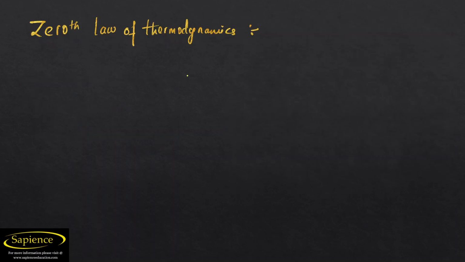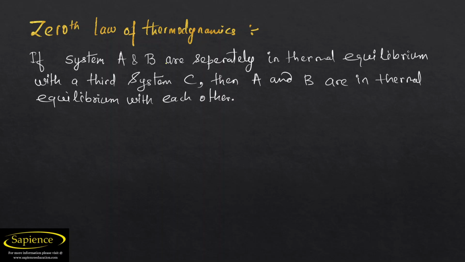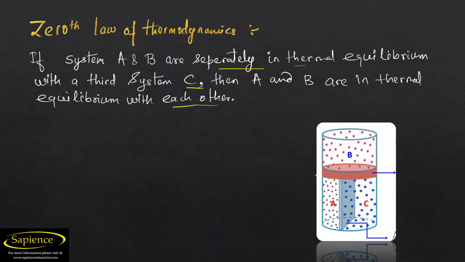So what is the Zeroth Law of Thermodynamics? As per the statement, if systems A and B are separately in thermal equilibrium with a third system C, then A and B are in thermal equilibrium with each other. So let us see here.